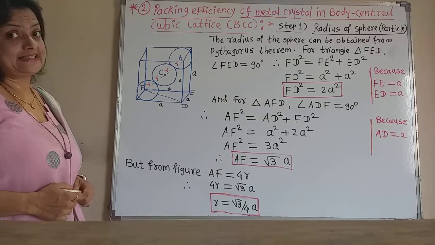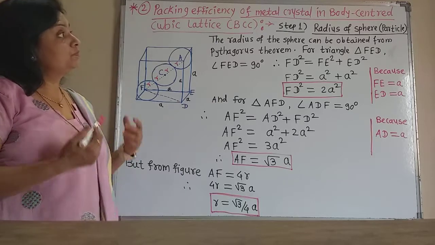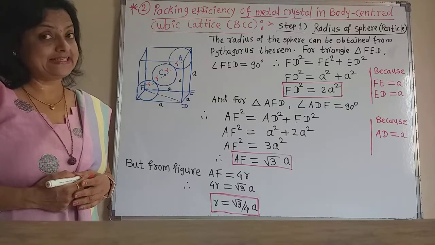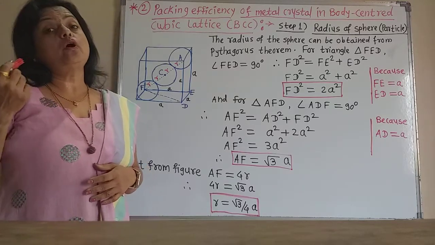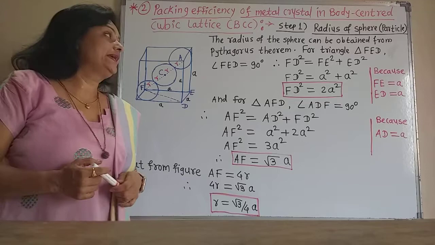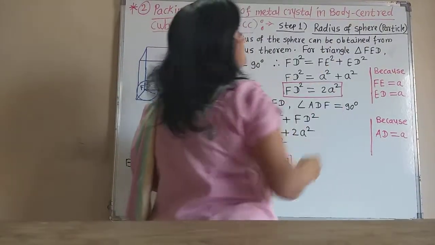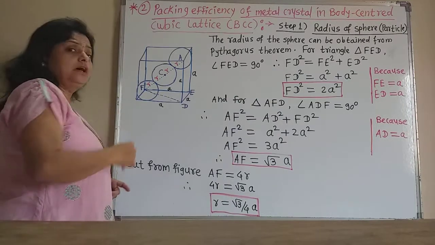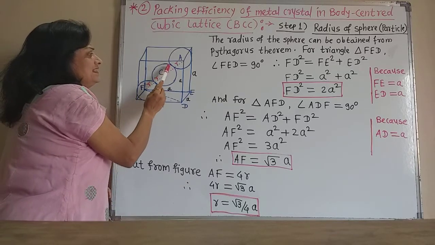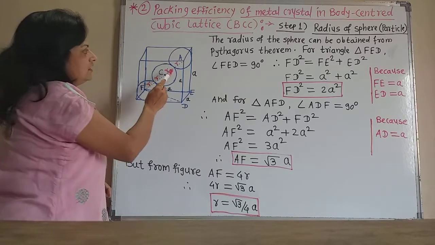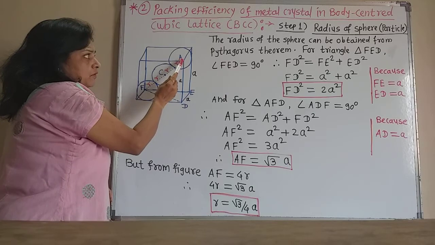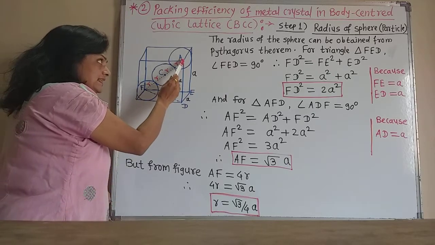Now we have to calculate the radius, because we have to calculate the volume of the body centered unit cell, and also the volume of the particles, that is the spheres in the BCC. So for that we have to calculate the radius of the sphere, that is the particle. In this figure we see that this is the center of the sphere C, this is the diagonal and these are the radius, and again the particles at the corner, this is the center.